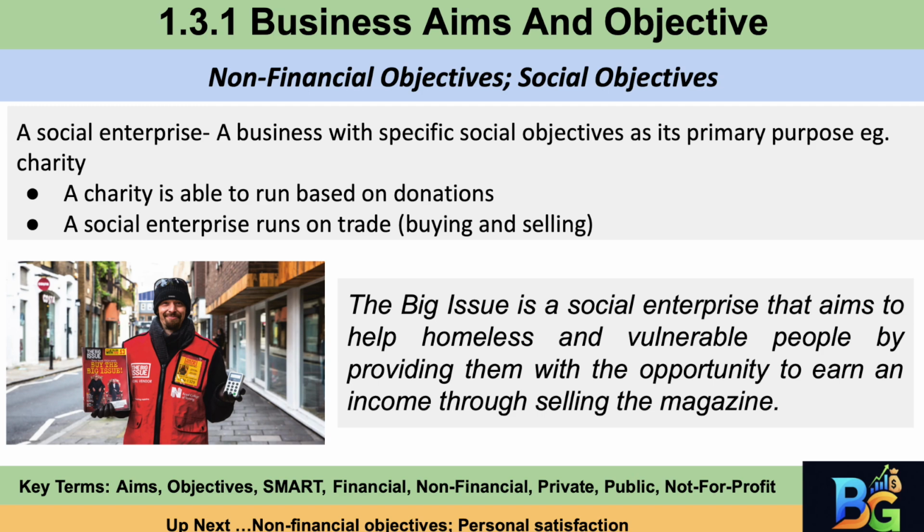Okay. And that act of buying and selling, that trade, is what directly enables the social objective. Providing income, yes, but also dignity, a sense of purpose for the vendor. That is a critical difference because if I just walked up and gave the vendor, say, £5 without taking the magazine. That's a donation, pure charity model. Right.